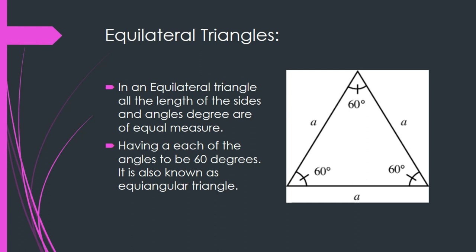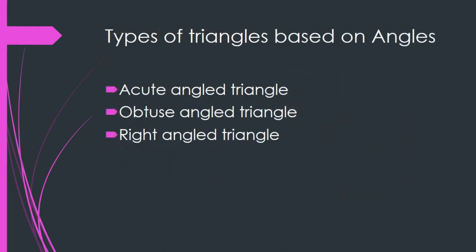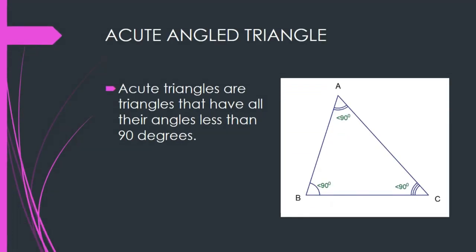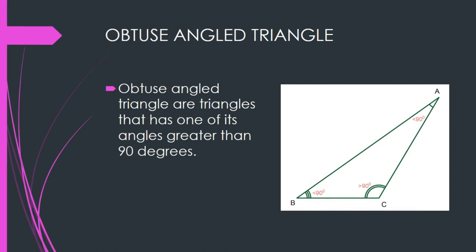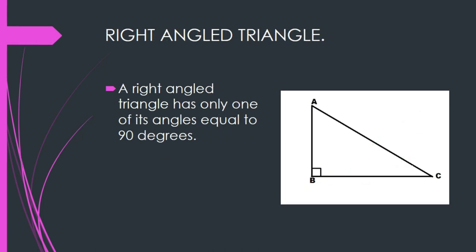Category based on angles. Acute angle triangles are triangles that have all their angles less than 90 degrees. Obtuse angle triangles are triangles that have one of their angles greater than 90 degrees. A right angle triangle has only one of its angles equal to 90 degrees.